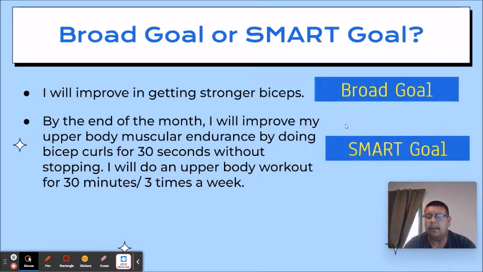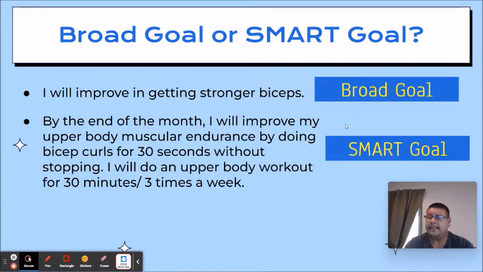All right, if you say SMART goal, you're correct. This is the reason why it's a SMART goal: because it's time bound. There's a deadline there, by the end of the month, right? Now, let's say I'm starting to go today. There's my start date. So the start date will be today, and the end date will be by the end of the month. So that's already time bound. It's also measurable. I'm going to be working on my upper body muscular endurance by doing bicep curls for 30 seconds without stopping. That is the measurable part of this goal.